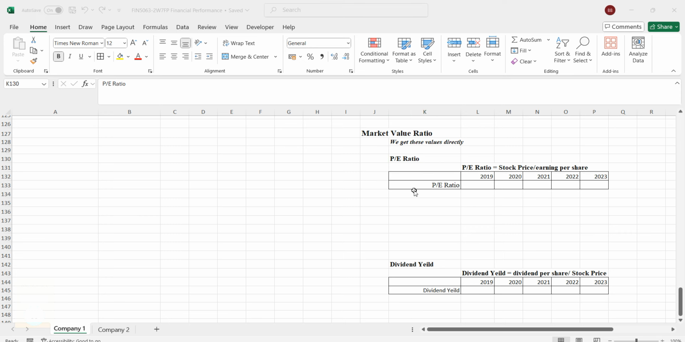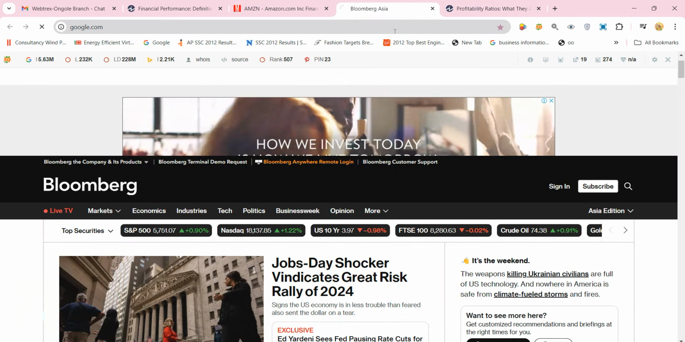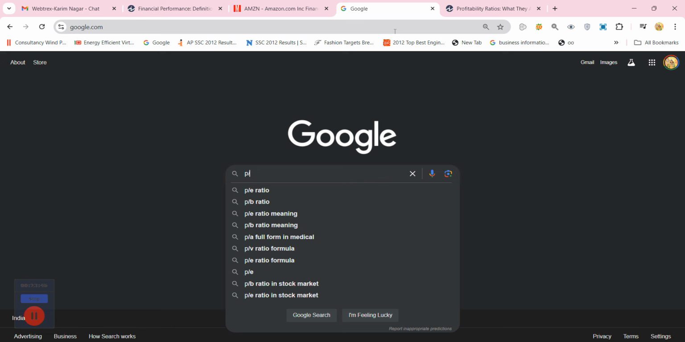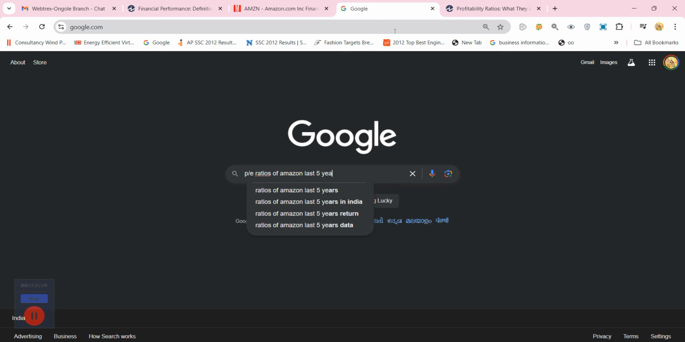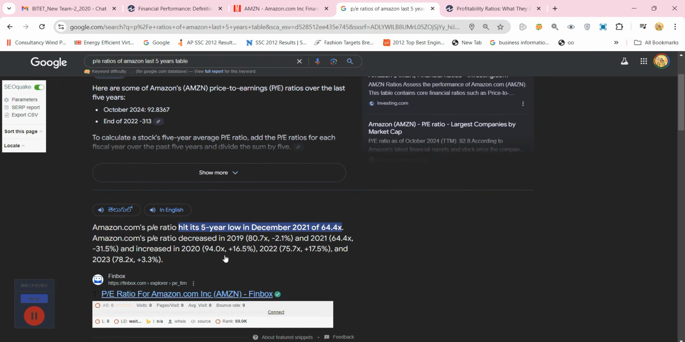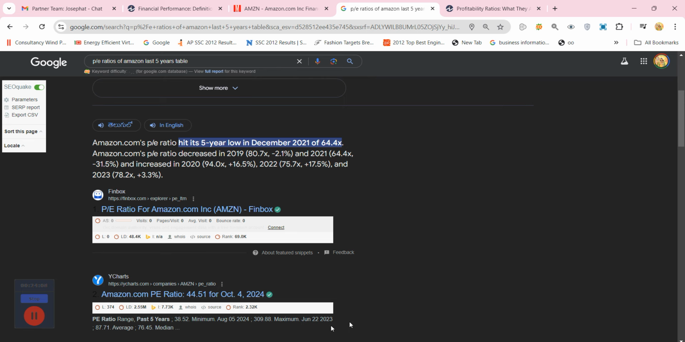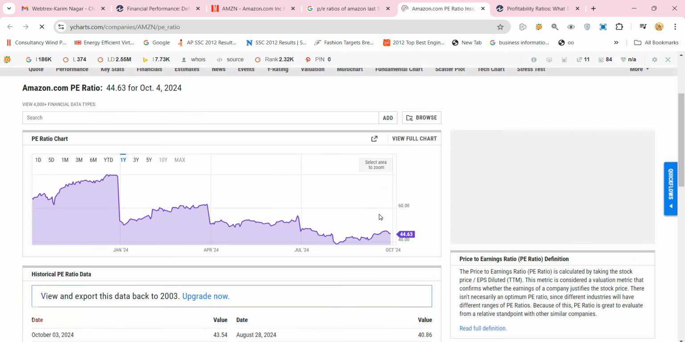So what I do is I will go to Google and search for P by E ratio of XYZ company, Amazon, last 5 years. Just open any like this. In this area you will get it. Whatever chart you open, you can see it. Just simply include the values.